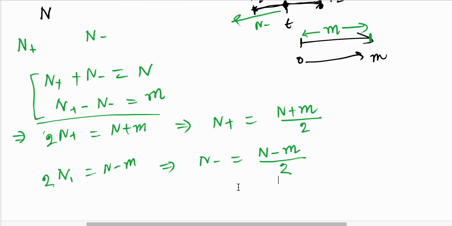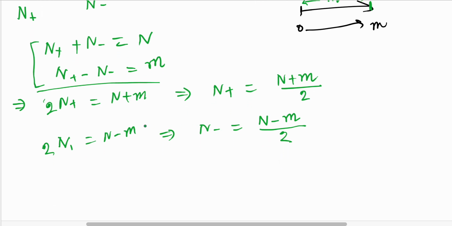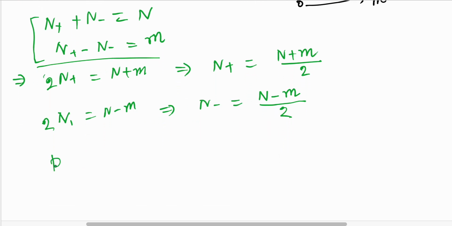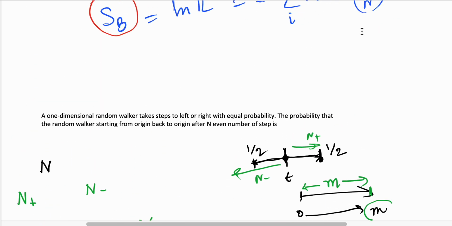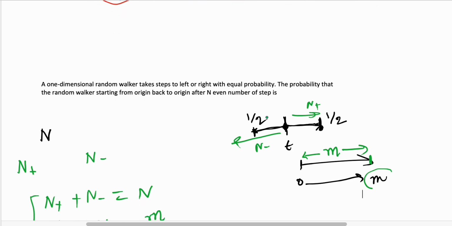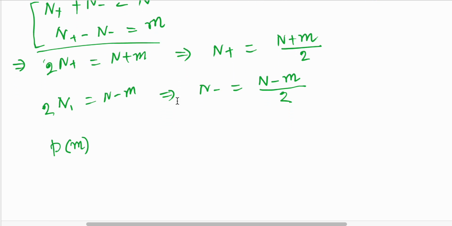Now the remaining question is very simple. We have to calculate the probability that he took n plus steps in the right, the positive direction, in this direction. So P_m will be the probability that we have to calculate.